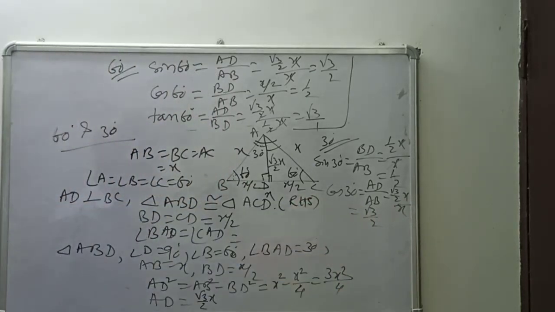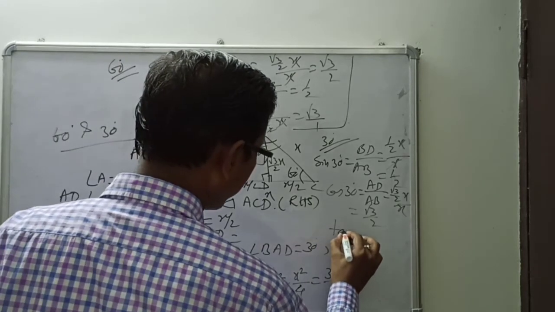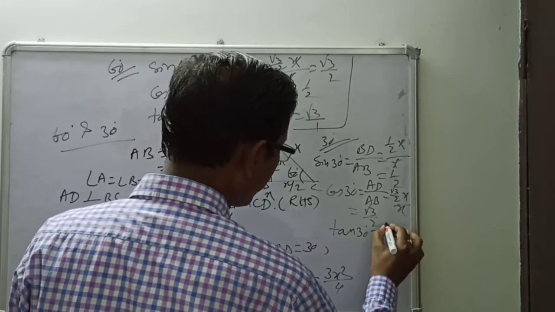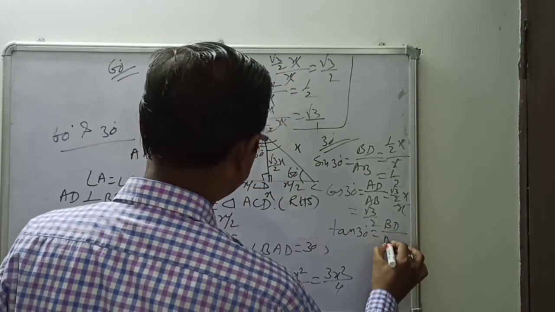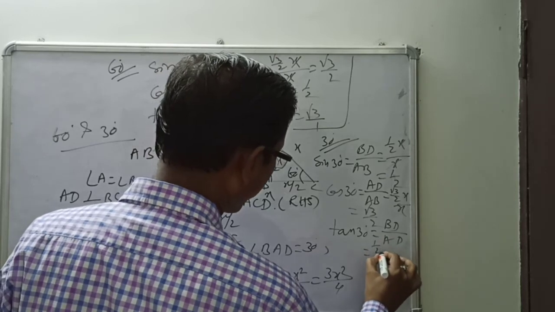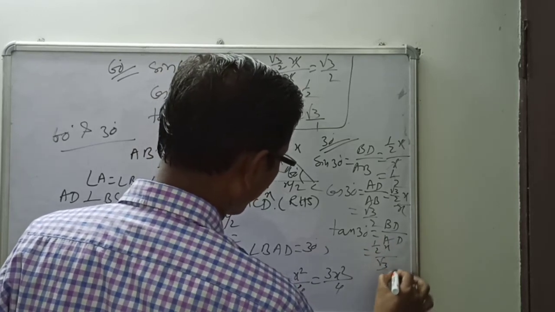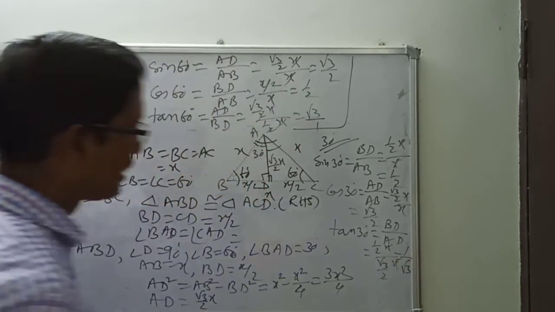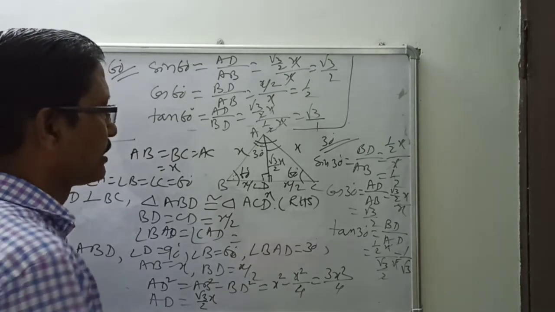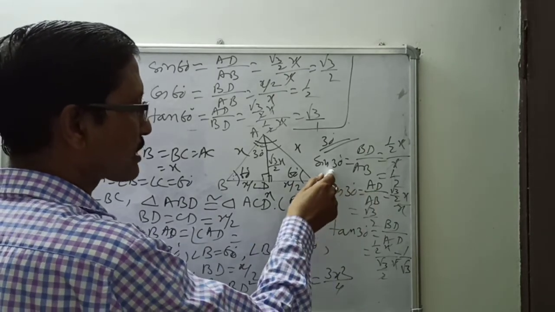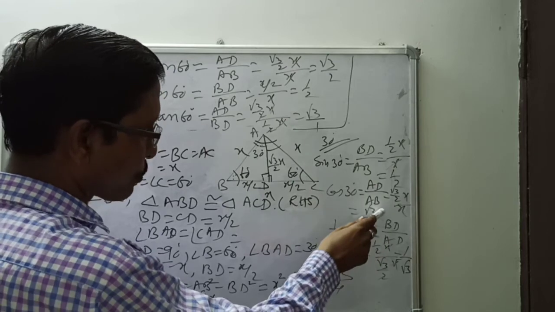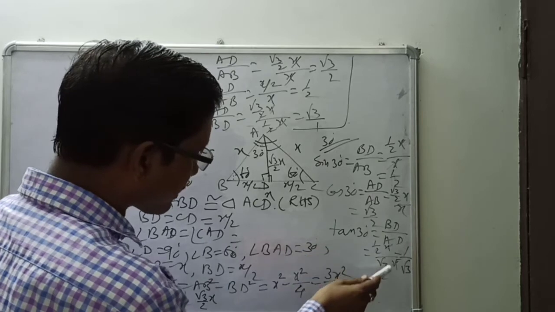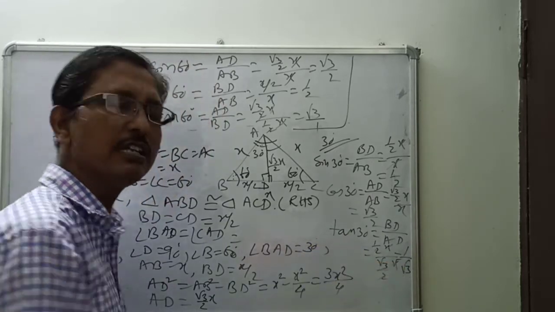Cos 30 root 3 by 2 and tan 30, P by B, with respect to 30, BD by AD. So it will come 1 by 2x by root 3 by 2x. So 2 will cancel, x will cancel, so ultimately 1 by root 3. So tan 30 is your 1 by root 3. So sin 30 half means cosec 30 is 2 by 1, cos 30 root 3 by 2 means sec 30 is 2 by root 3, and tan 30 is 1 by root 3 means cot 30 is root 3.